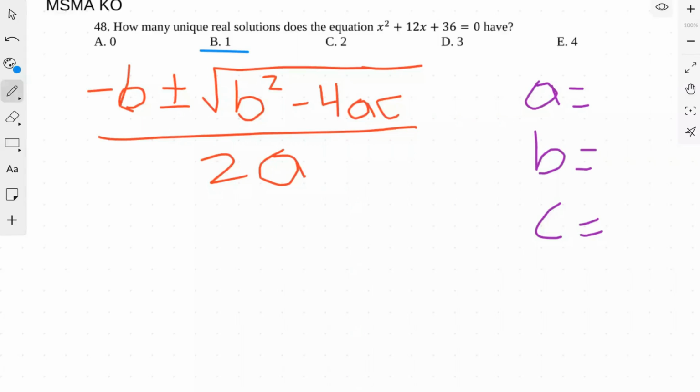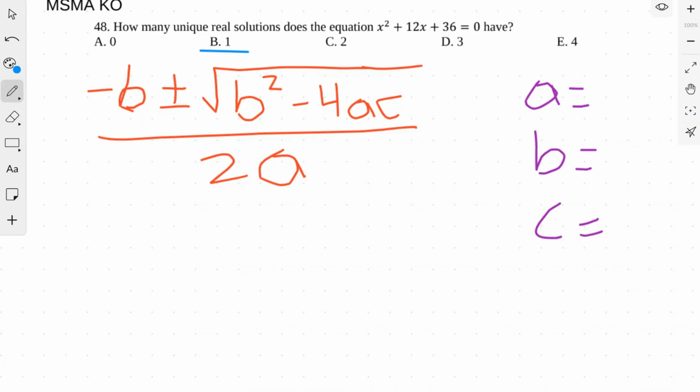Question 48 is asking us how many unique real solutions the equation x squared plus 12x plus 36 equals 0 has. The simple answer is 1. Why? Because the discriminant is equal to 0. But let's work our way to that.